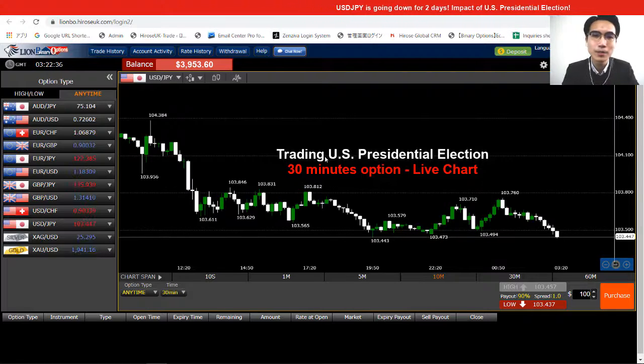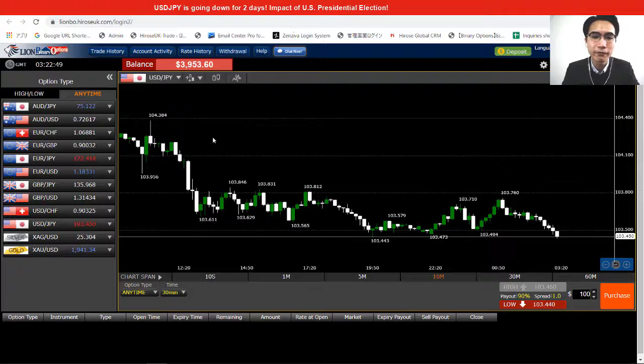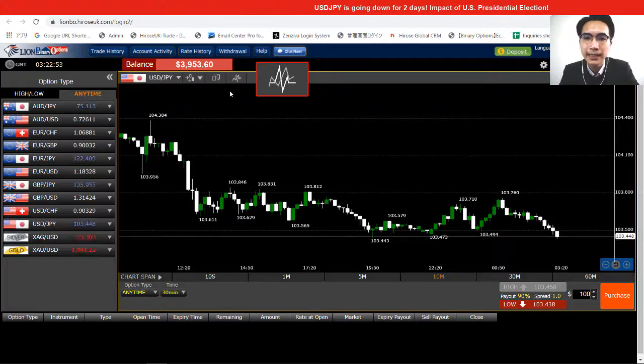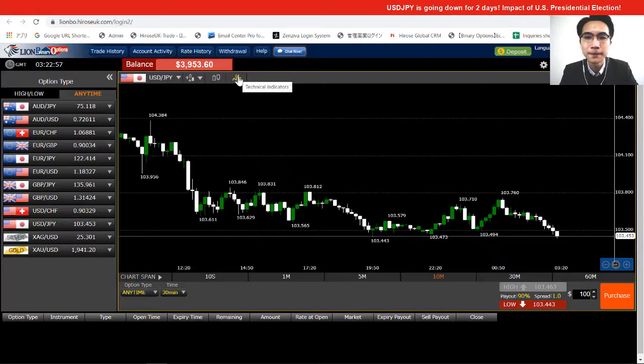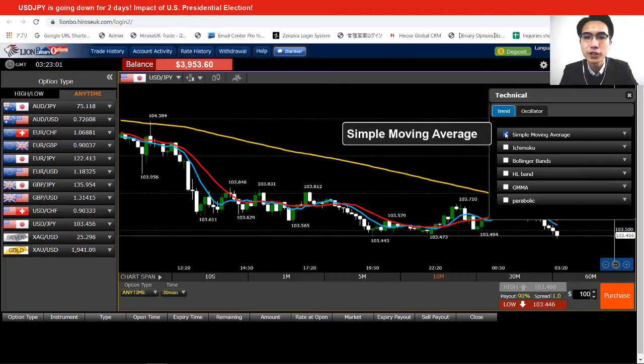It's pretty simple. First let me set up the indicators first, and then I will talk about how you can actually use this strategy to trade the US presidential election. First let's set up the indicators. So go to technical indicator. Yep, that one right there. Just click on that. Okay, so now put a tick on simple moving average.